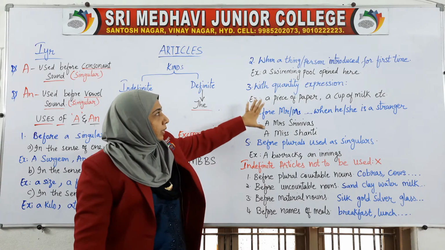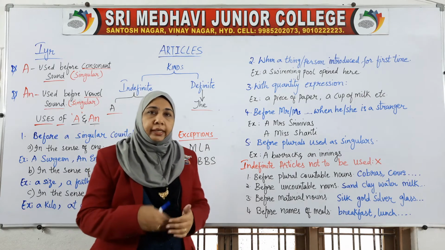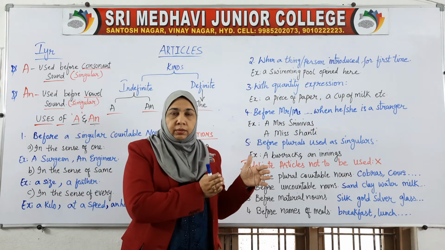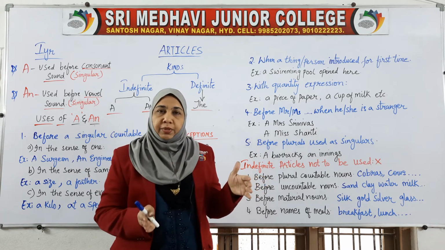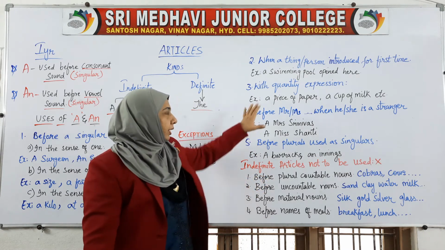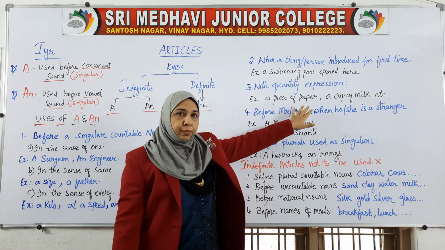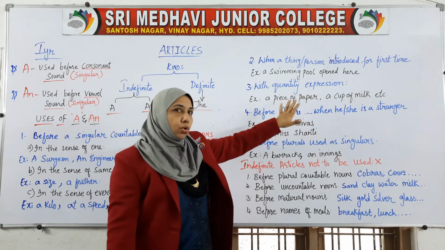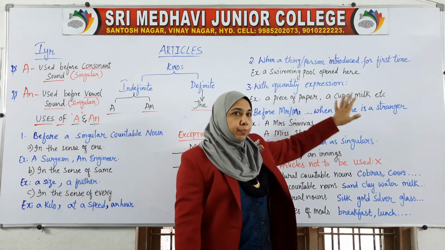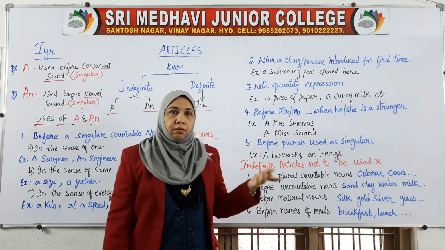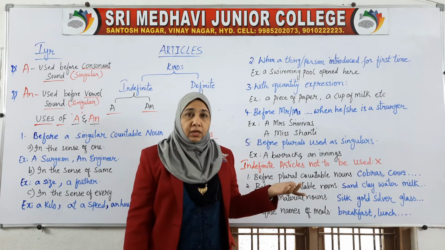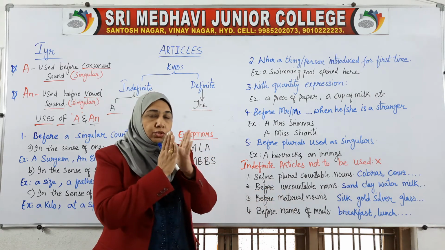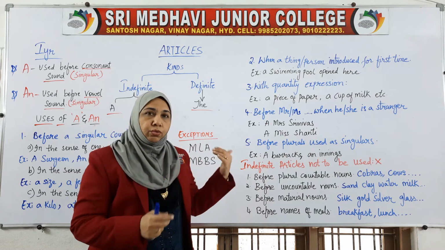Next is with quantity expression. The quantity could be expressed, maybe the quantity could be more, but again it could be expressed in a way where you can use the indefinite article. A piece of paper. We are not supposed to say a paper. A piece of paper. A cup of milk. A cup of rice. A glass of water. Where you are using this to show the quantity, there you have to use a.